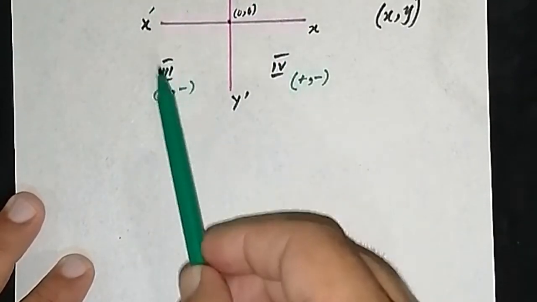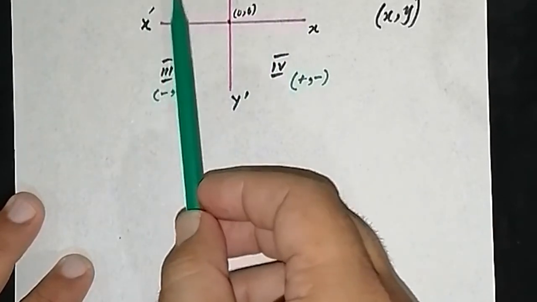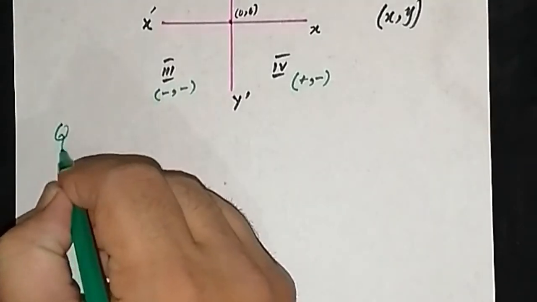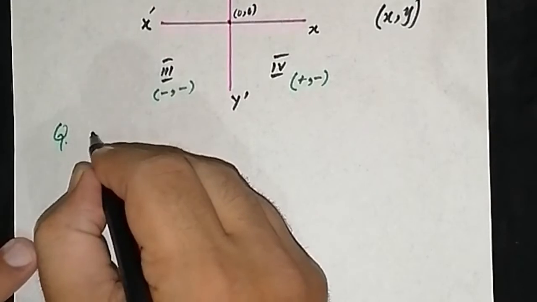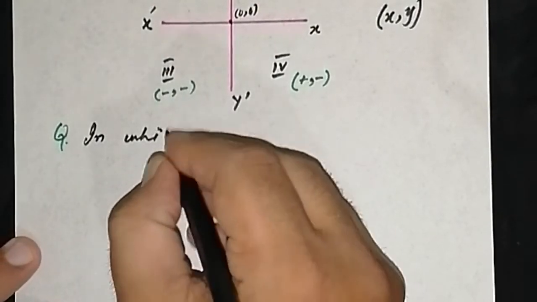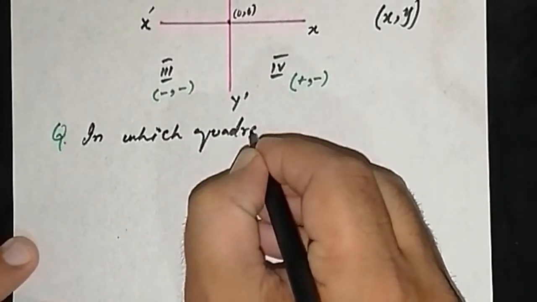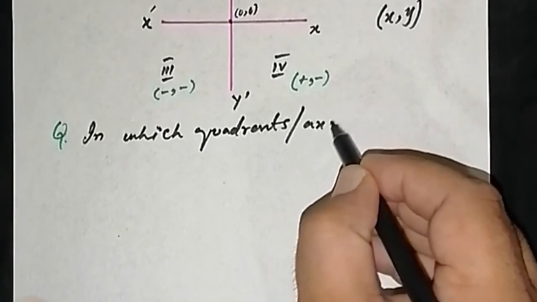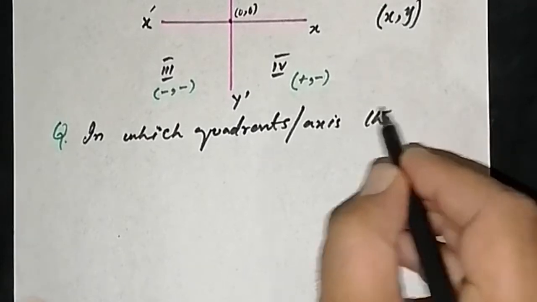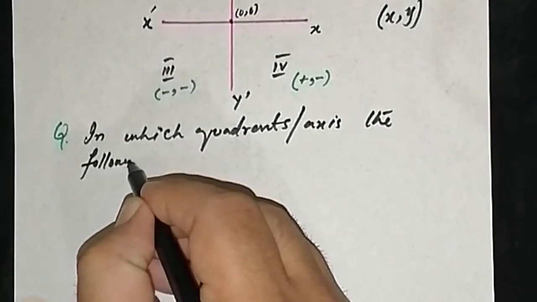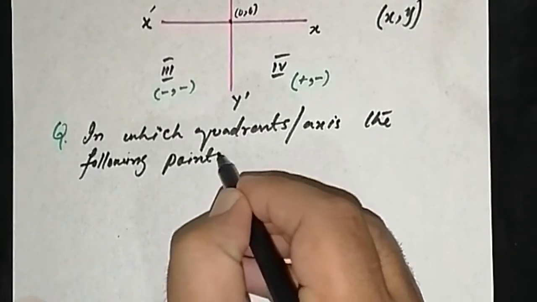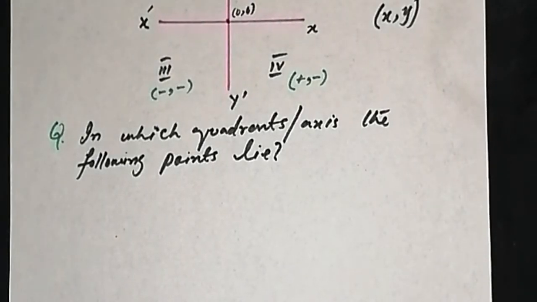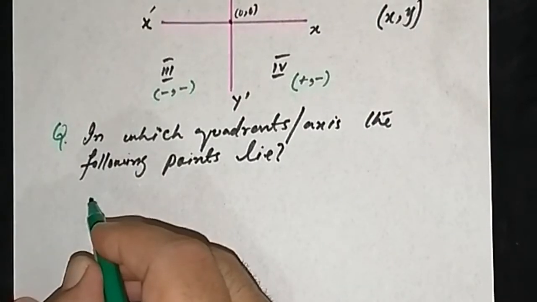So these are the four quadrants, first, second, third, and fourth. Now, the question is, in which quadrant or on which axis do the following points lie. This is a question, and we have to assign the quadrants or axis.